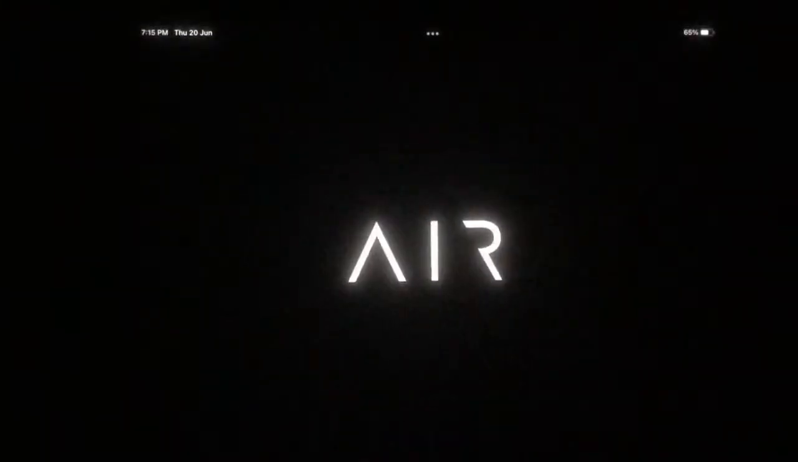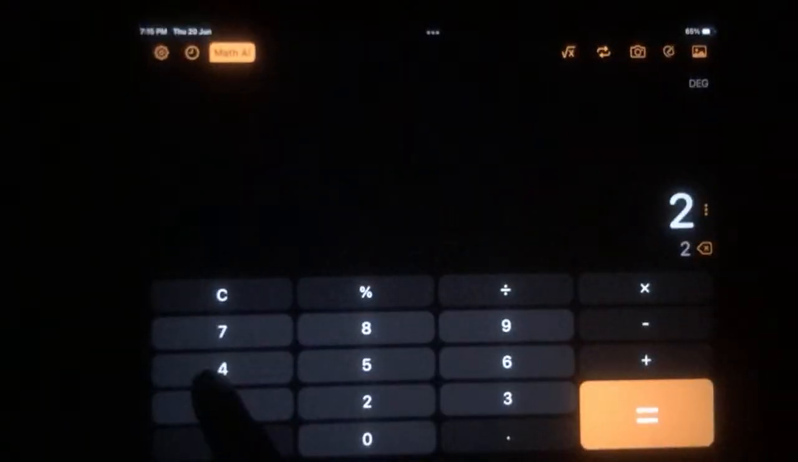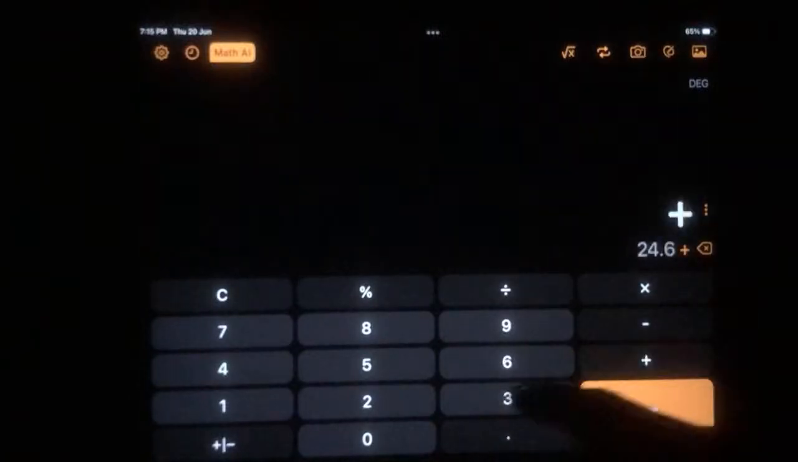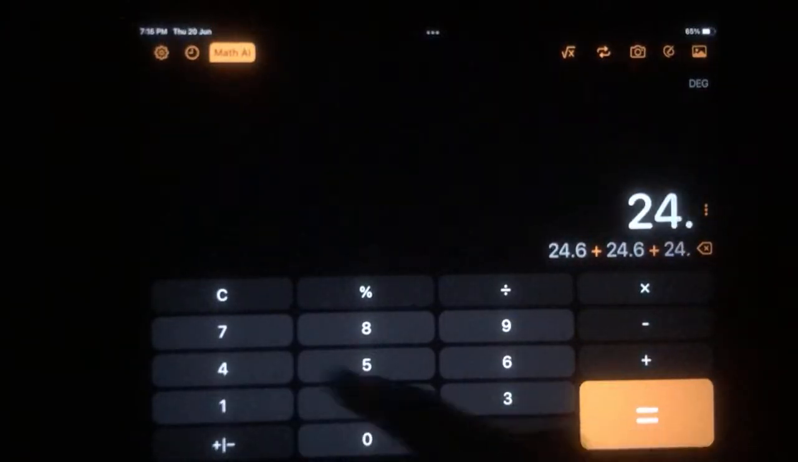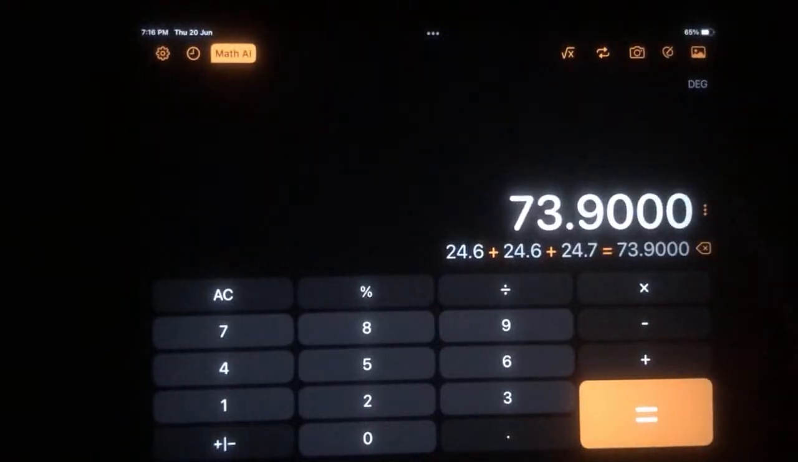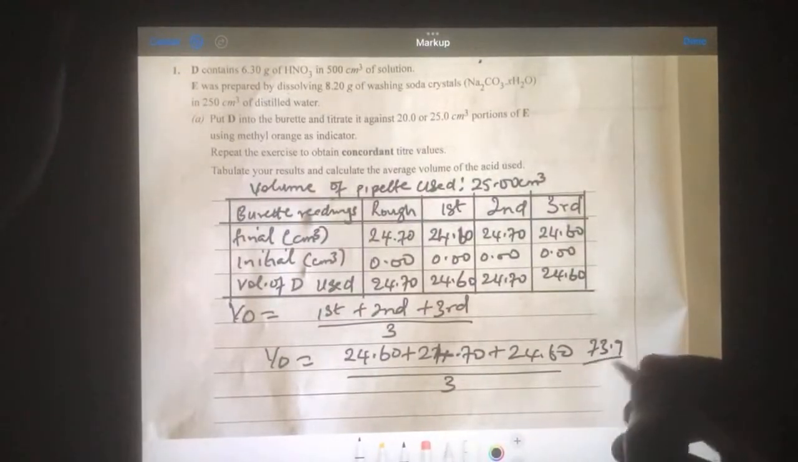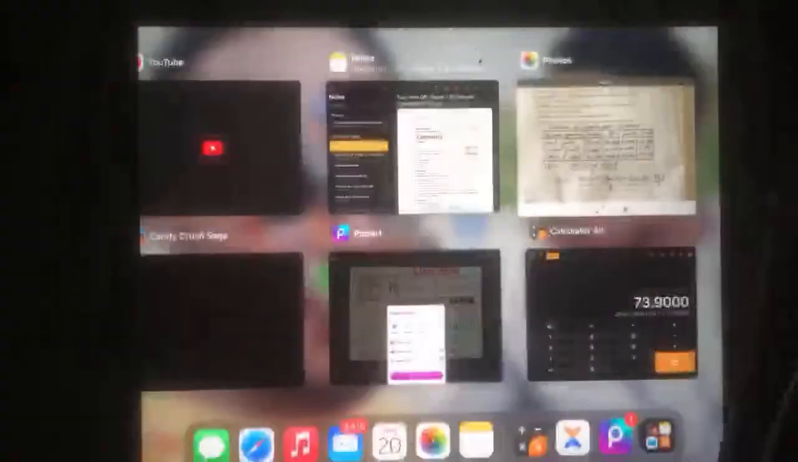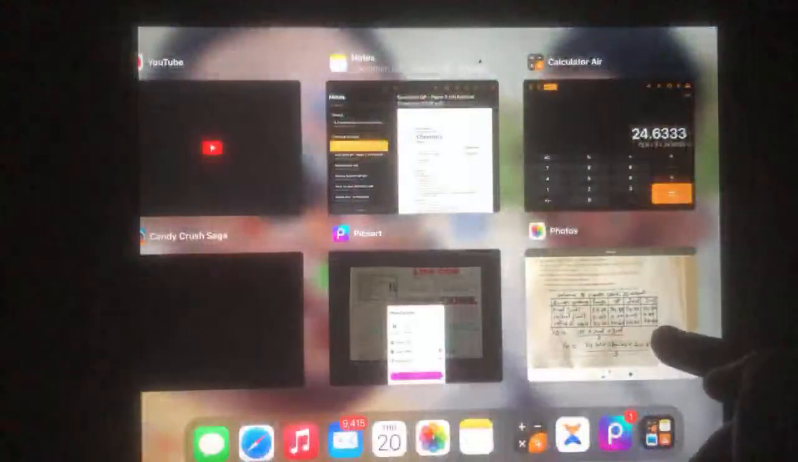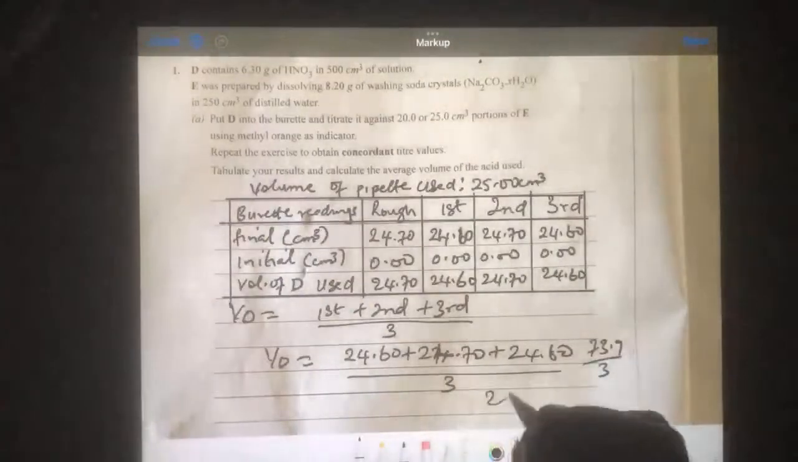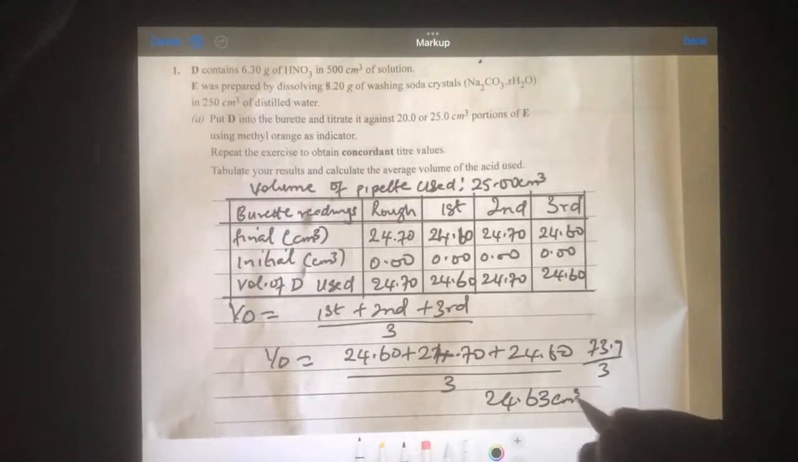So 24.6 plus 24.6 plus 24.7 is 73.9. So 73.9 divided by 3, we have 24.633, 24.63 cm cube. Answer. So we are done with this page. We go to the next.